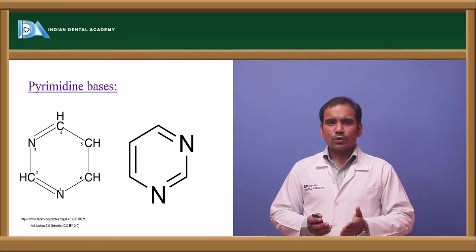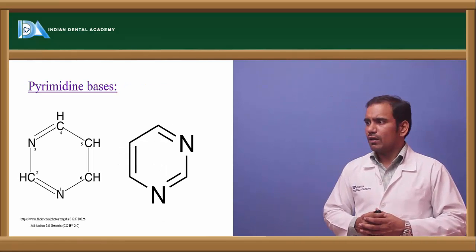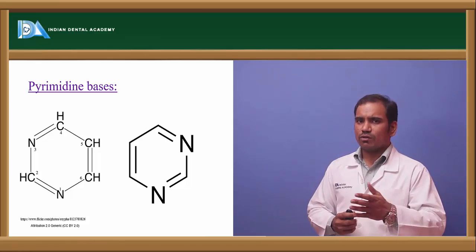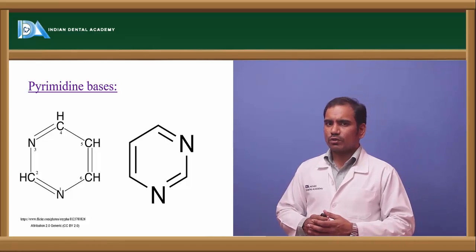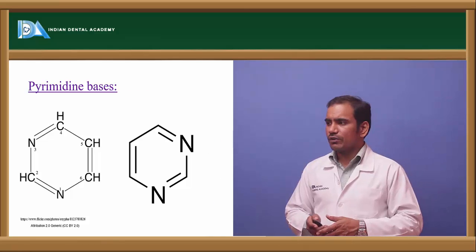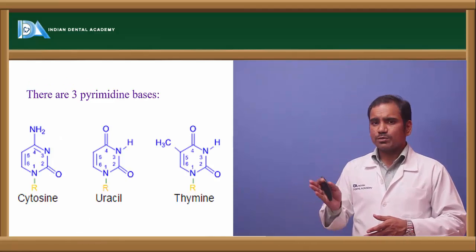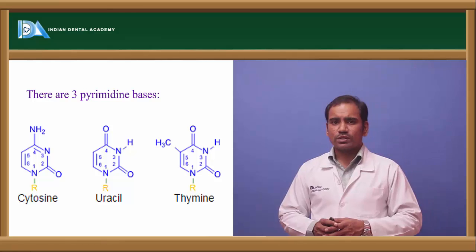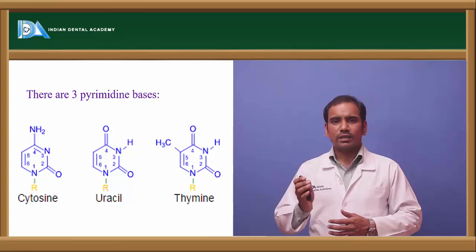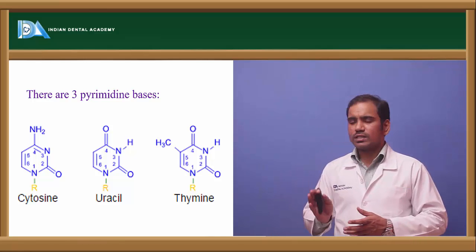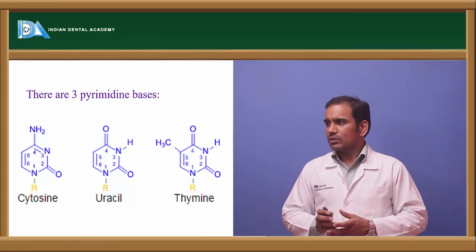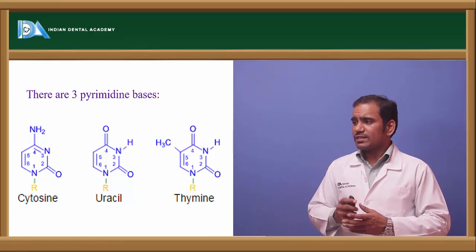Coming to another type of nitrogenous bases, pyrimidine bases. We have seen the purines, adenine and guanine. Pyrimidines have a single 6-member ring, and there are 3 types of pyrimidines. Those are cytosine, uracil and thymine. Cytosine is present in both DNA and RNA, whereas uracil is present only in RNA and thymine is present only in DNA.